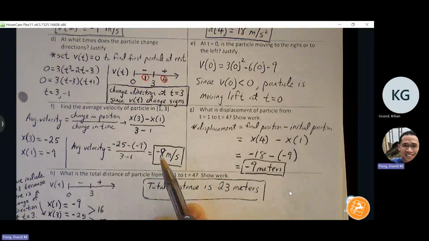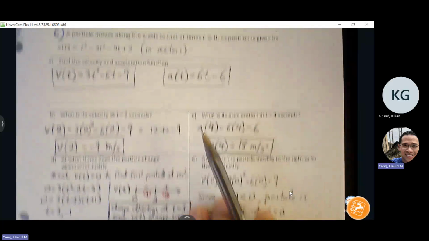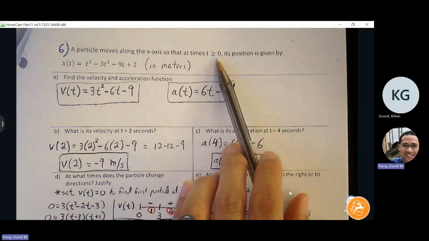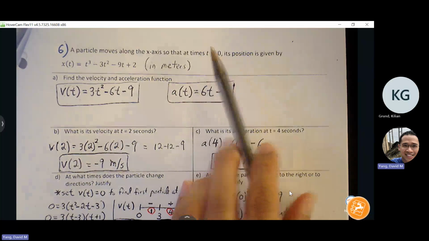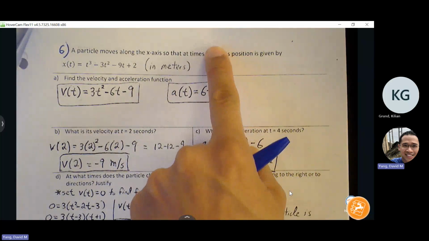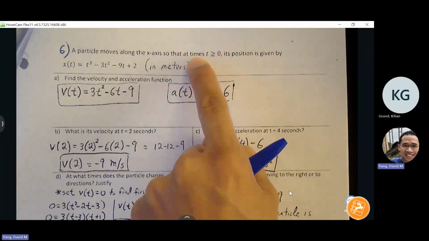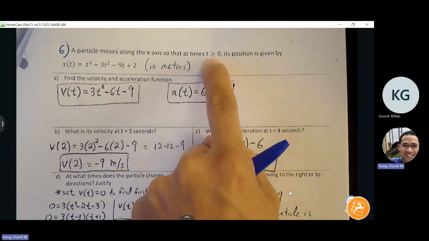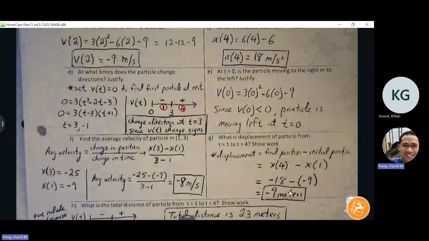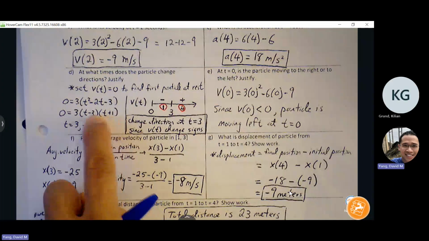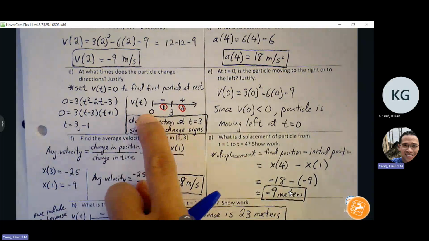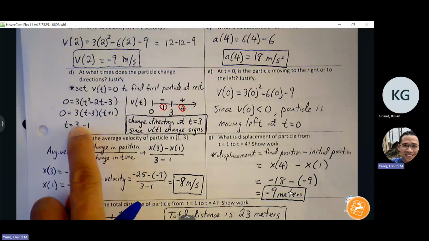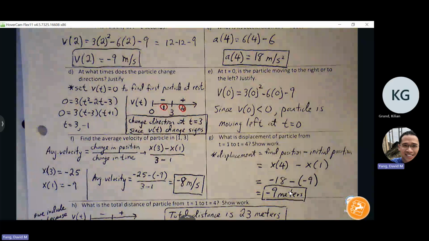It doesn't have to always start at 0. It's just because my restriction starts at 0, so that's why I start at 0. Now, if this was not there and it said particle moves at all times for all real numbers, then I would not include 0 unless 0 shows up as a t value that I solve here. So if 0 wasn't in the restriction, I would include -1 and 3, and then that's it.